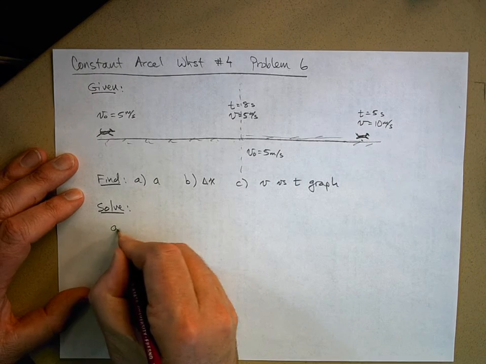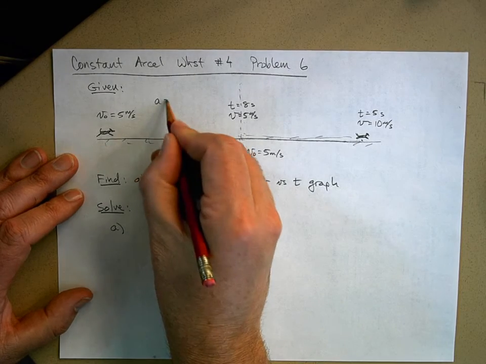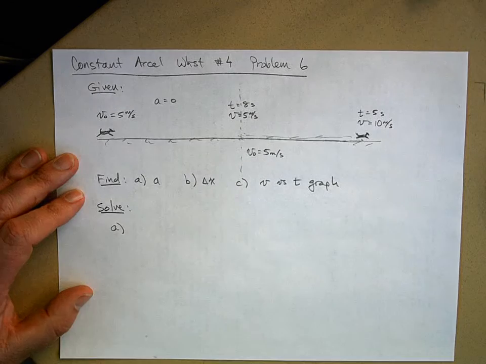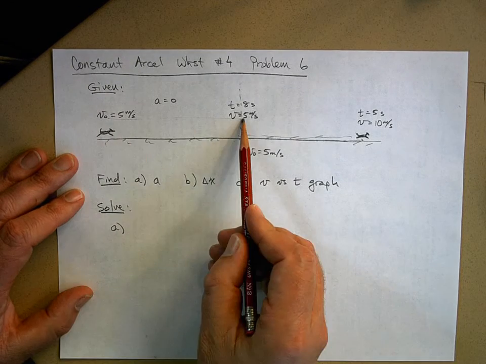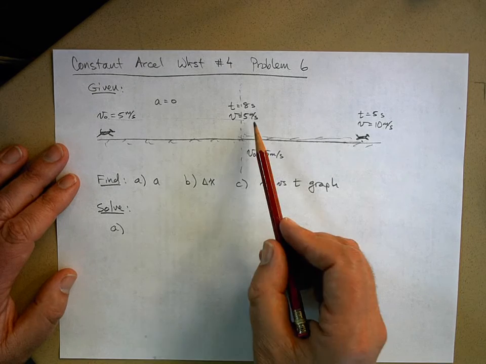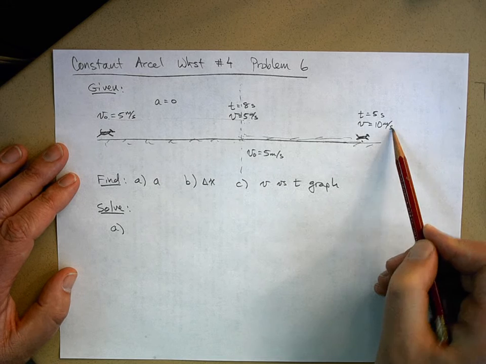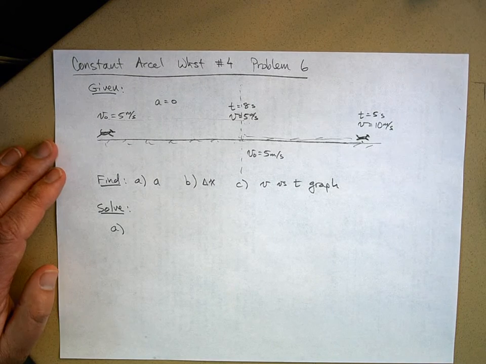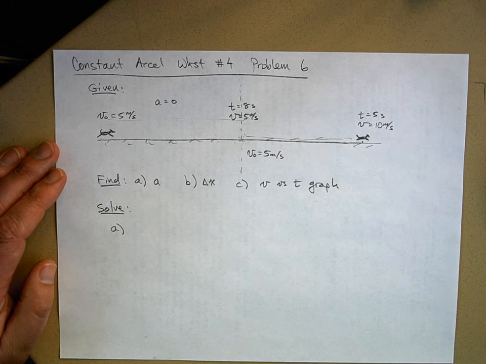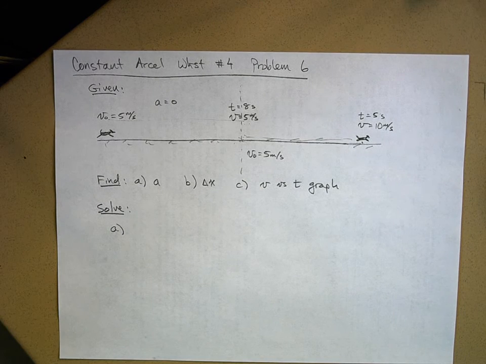Now for part A, I want to know what's the acceleration. Well, the acceleration here is 0. How do I know the acceleration here is 0? Velocity's not changing. The dog's running at a constant speed, constant velocity. But over here we go from 5 meters per second to 10 meters per second in 5 seconds. Yes? So we can use the, and what do I want? I want the acceleration. I know the initial velocity, I know the final velocity, and I know time.